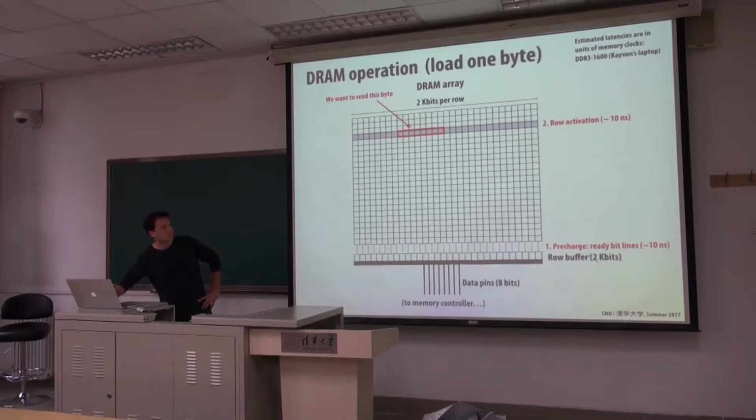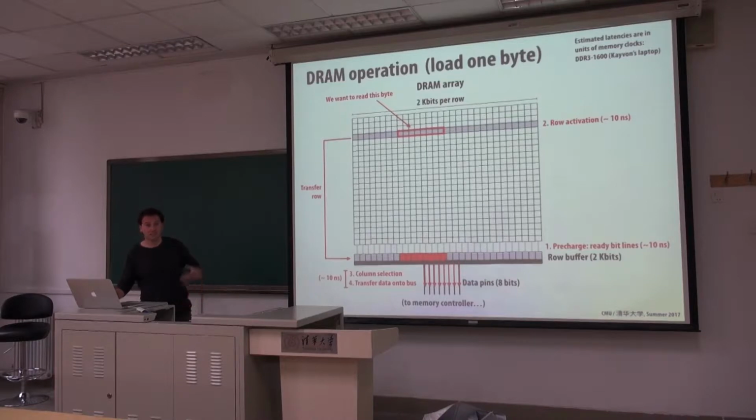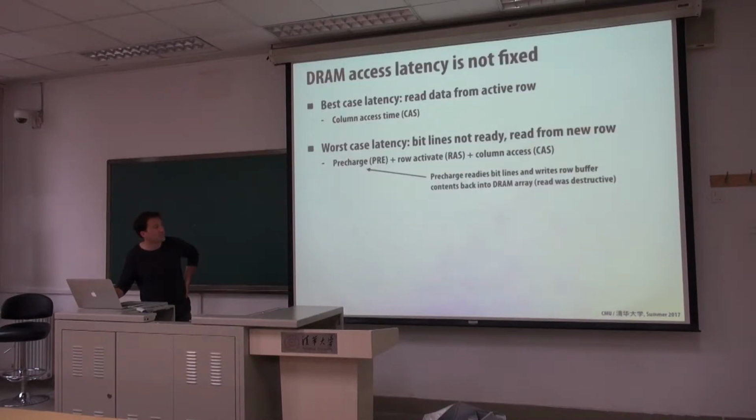It takes about 10 nanoseconds to do pre-charge, another 10 nanoseconds to do row activation, and another 10 nanoseconds or so to read the row buffer. So it might take up to 30 nanoseconds, which, if we have a 1 gigahertz processor, is 30 cycles of latency. Or it could take 10 or fewer cycles, depending on what the state of memory is.